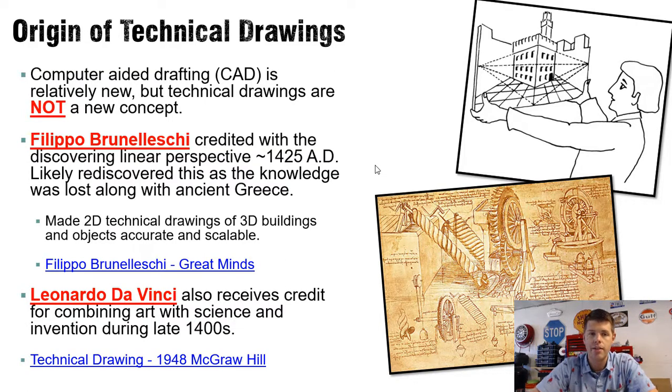And so he's one of the guys that came up with the idea of linear perspective, and he gets credited with it typically. That was around the year 1425. So this idea of scaling things and drawing them and putting them on paper has been around for plus or minus 600 years probably. So it's not a new idea.